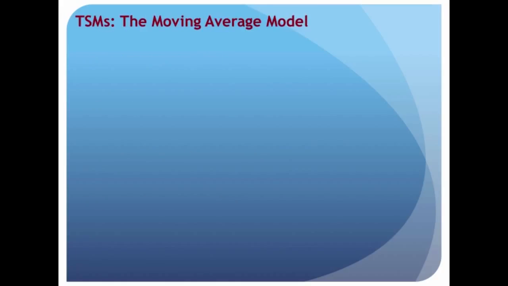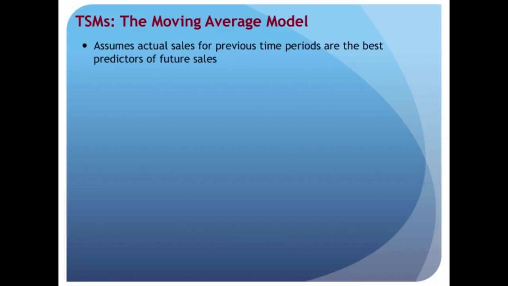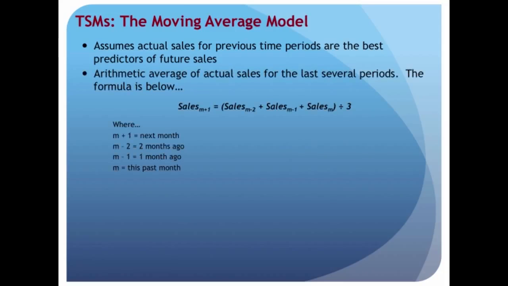The moving average model is the simplest time series model. This model assumes that actual sales for previous time periods are the best predictors of future sales. To compute the moving average sales, take the arithmetic average of actual sales for the last several periods, for example 3 months, and apply that average to the next month.